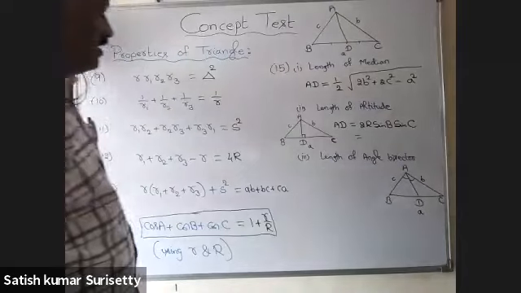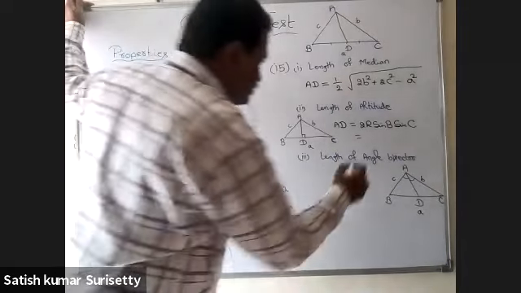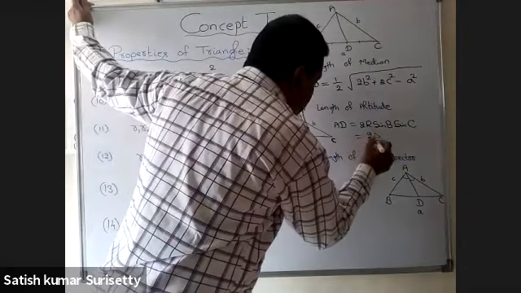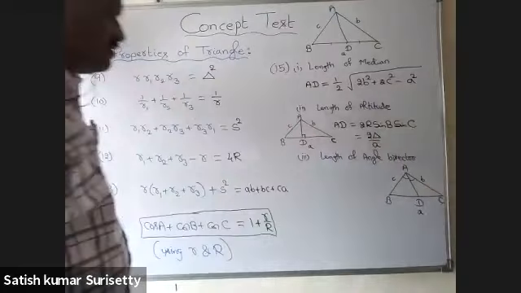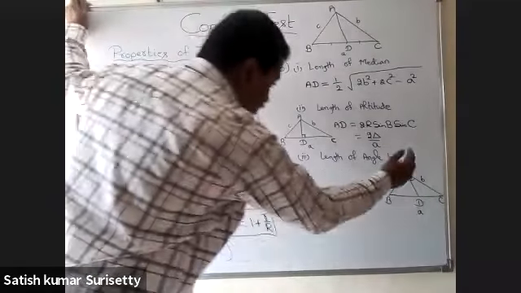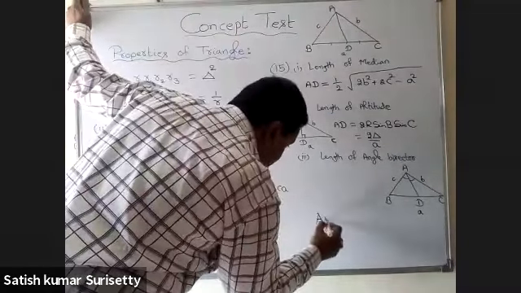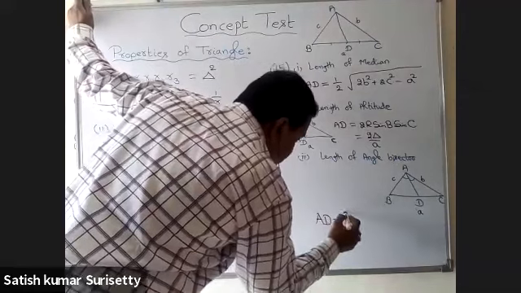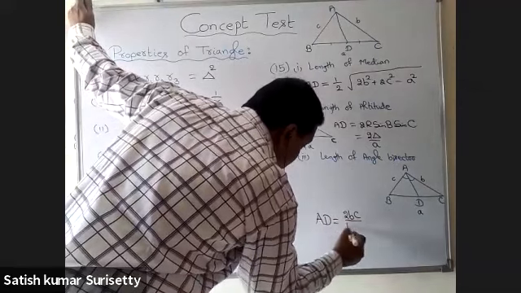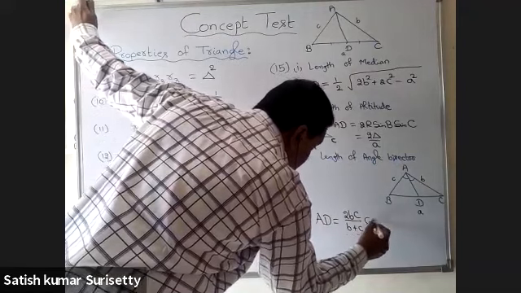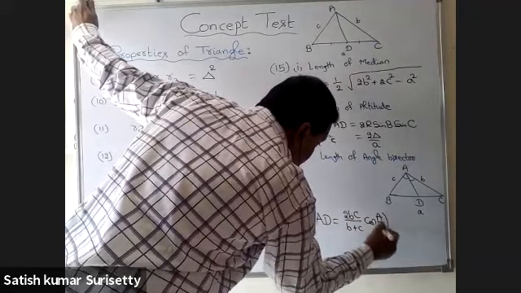One more formula in terms of area of triangle is 2 delta upon a. Length of angle bisector AD equals 2bc upon b plus c into cos A by 2.